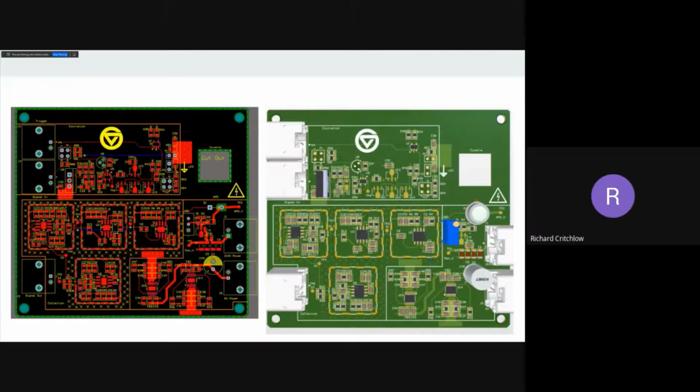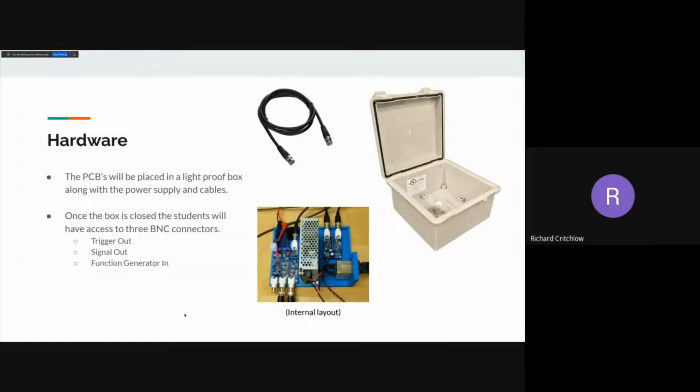This is the same design. This is the actual physical layout of the board. Additionally, again, this board will be placed into a small box. Considerations were made to ensure that noise was a minimal risk. There are three different inputs as seen on the bottom. We have a trigger out, a signal out, and a function generator in. Once inside the box, those three BNC cables will be the only input and output into the unit itself.